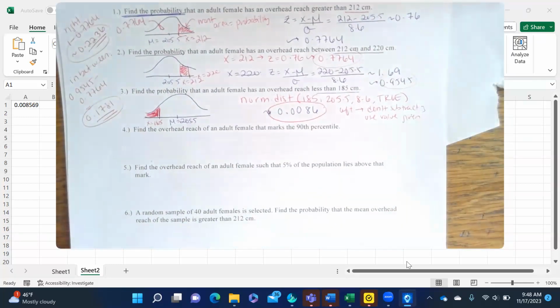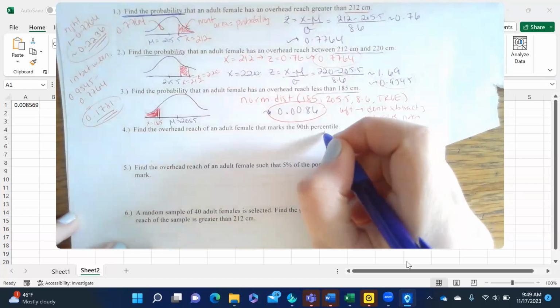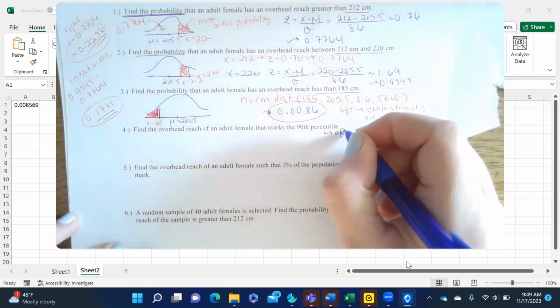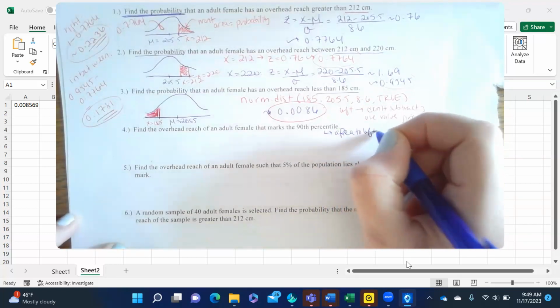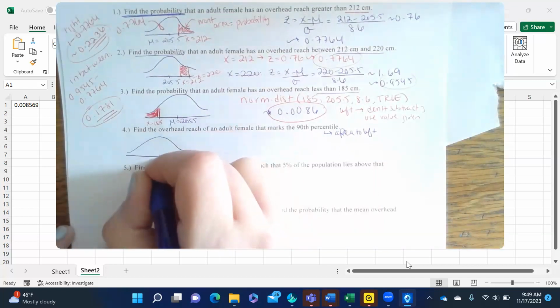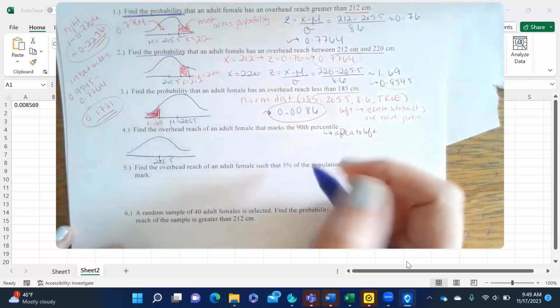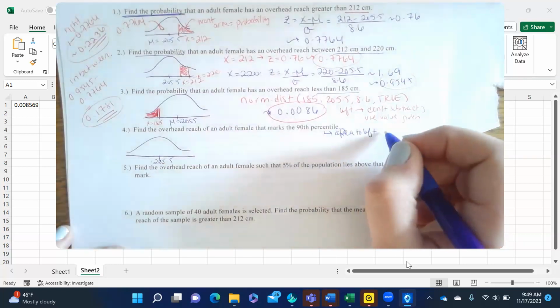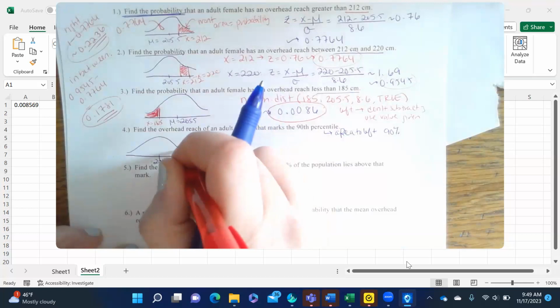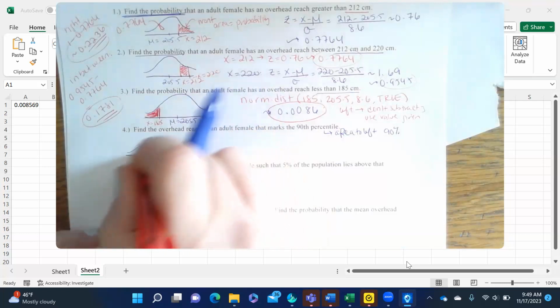All right, the next one is a little bit different. So for number 4, we're finding the overhead reach of an adult female that marks the 90th percentile. So as a side note, percentile is always the area to the left. So if I draw my picture here, again, we're still doing the same center, same kind of data. We want 90% on the left. So 90% of my data is on the left. So I'm basically shading in a lot here.